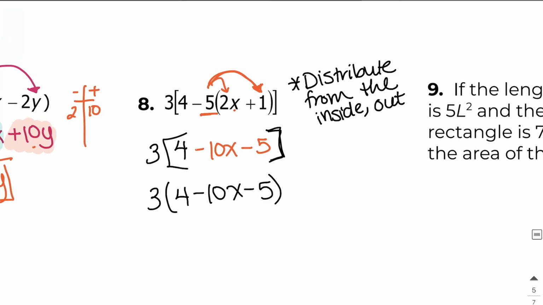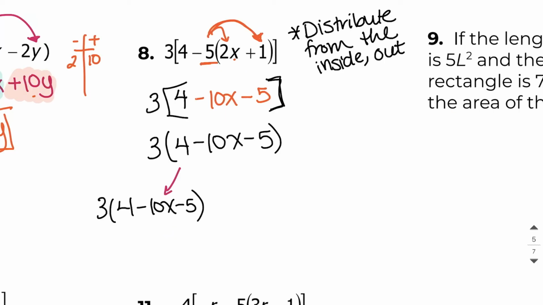Okay, so now we've got a couple options here. We can either continue to distribute here. So if I were to continue to distribute, this is what it would look like. I would take this 3 on the outside, multiply it by 4, I would get 12. Then I can take the 3, multiply it by negative 10x, and I would get negative 30x. Then I take the 3, multiply it by negative 5, and I would get negative 15.